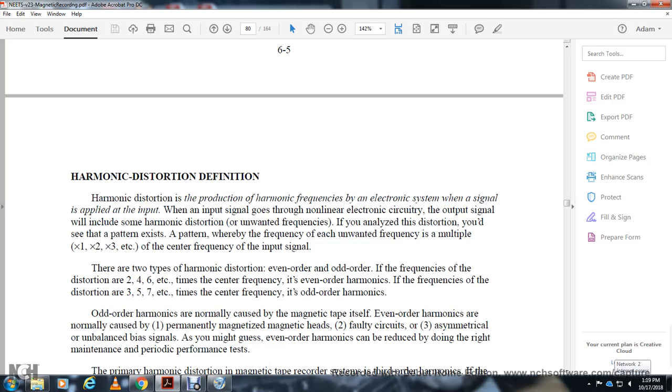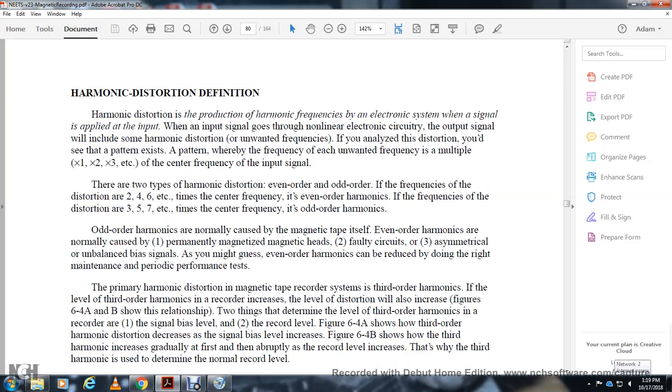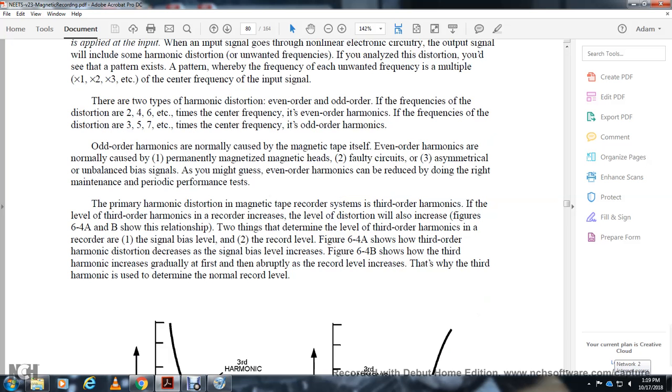Odd order harmonics have distortion frequencies 3, 5 and so on. In magnetic tape recording, odd order harmonics are normally the dominant ones, because circuits that are asymmetrical and balanced cancel the even order. Even order harmonics can be reduced, which matters in performance testing.